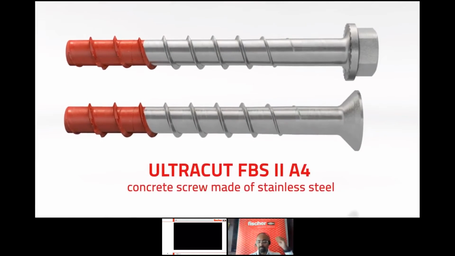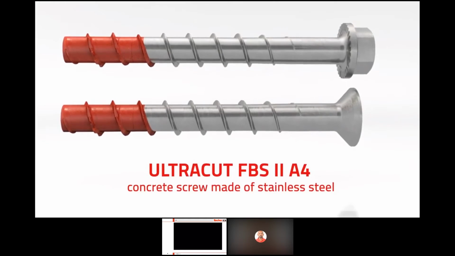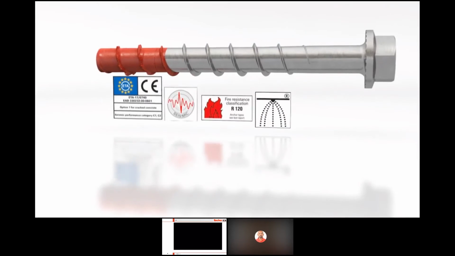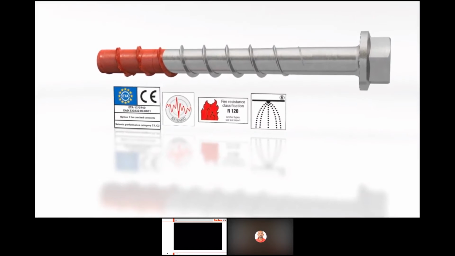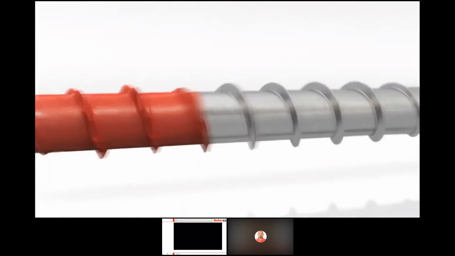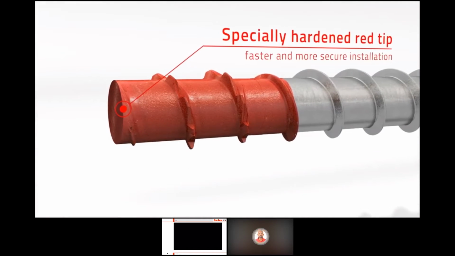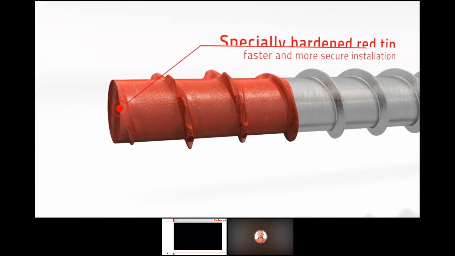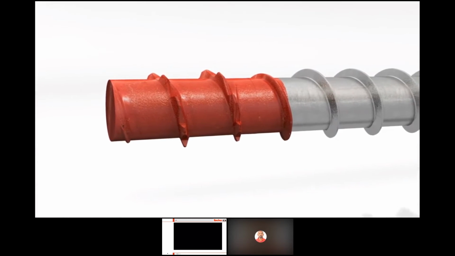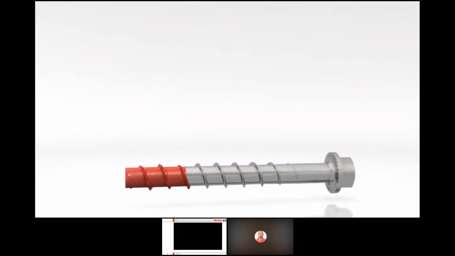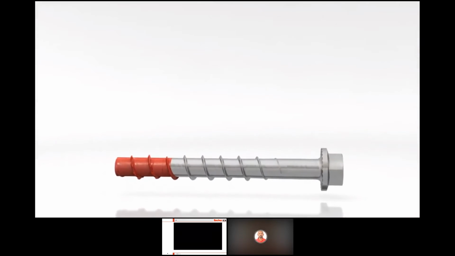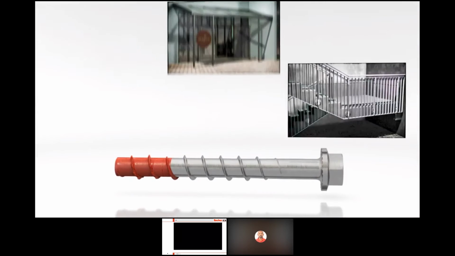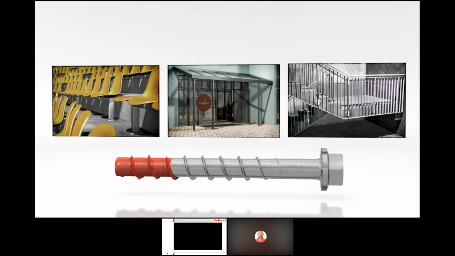Ultracut FBS2 A4, made of corrosion-resistant stainless steel. The ideal fixing solution for use in outdoor areas and for wet conditions. The specially hardened red tip provides a faster and more secure installation. For the highest demands, the A4 version is particularly suitable for metal construction and applications in outdoor areas, for example railings, consoles, canopies, stadium seating and even more.